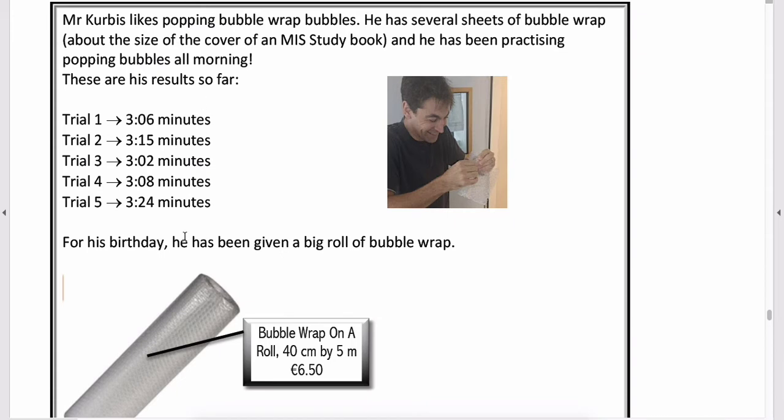So now, you are asked, how long will it take him if he is given for his birthday a bubble wrap roll of 40 centimeter by 5 meter? It costs 6.5 euros, 6 euros and 50 cents. Somebody bought it for him as a present. So can you estimate, can you calculate how long it will take him to pop all the bubbles in this bubble wrap roll? So you can pause this video for a while and think, how will you solve this problem mathematically?